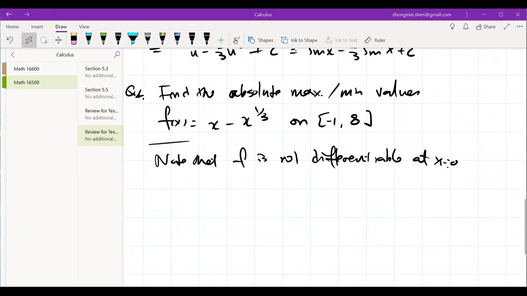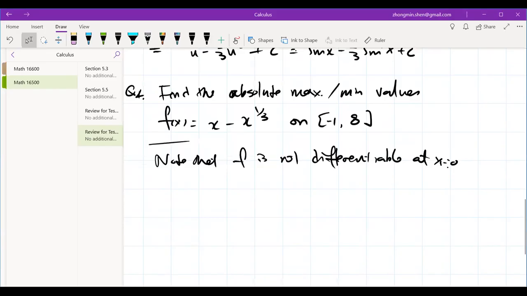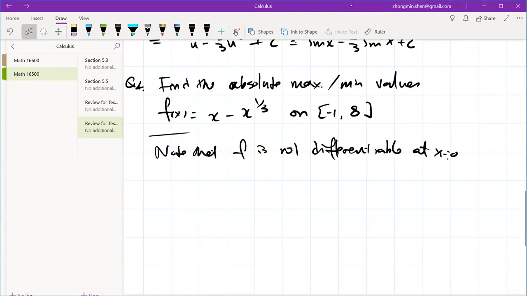So in order to find the absolute maximum value and absolute minimum value, you just need to find the critical numbers and evaluate the function at the critical numbers and endpoints. But this observation is very important. Note that f is not differentiable at x equals 0, so x equals 0 is a critical number. Okay, but let's see if there are any other critical numbers.